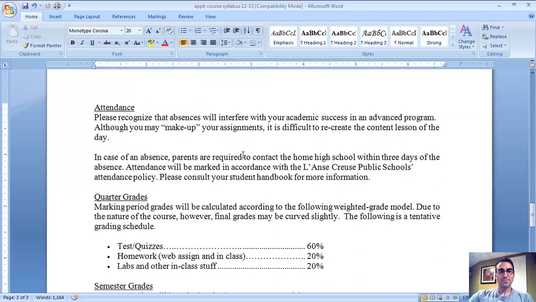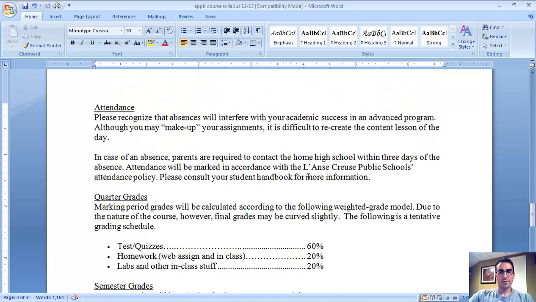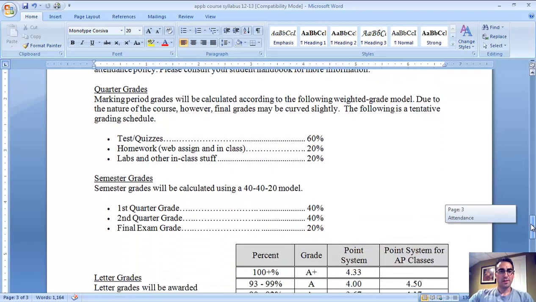So I think that runs us through the front. I already talked about attendance. A lot of the videos, and I know here it says it's difficult to recreate the content of the lesson, but I'm making most of my lessons on video. So what's nice about that is you'll be able to go back. Even if you're absent, you can watch the video from home.